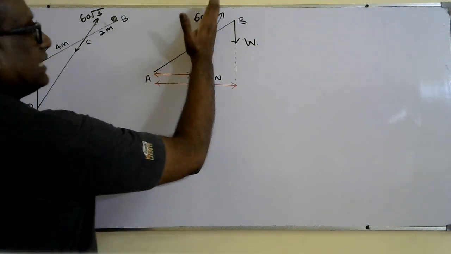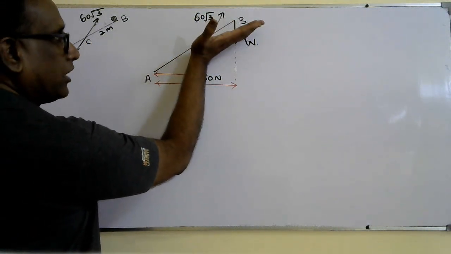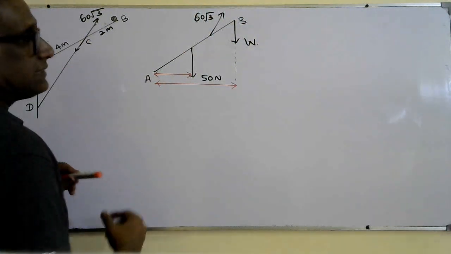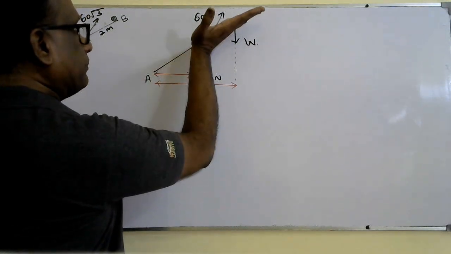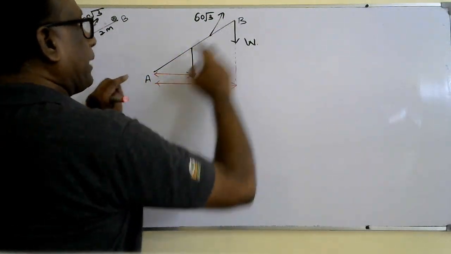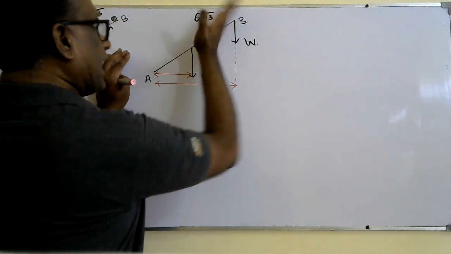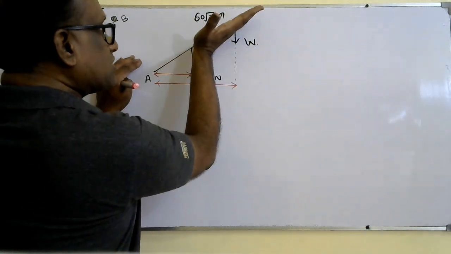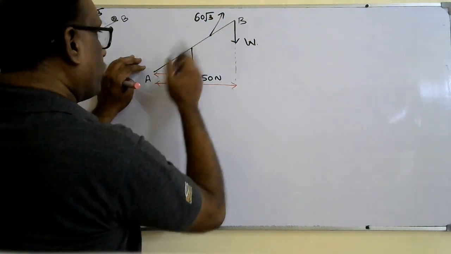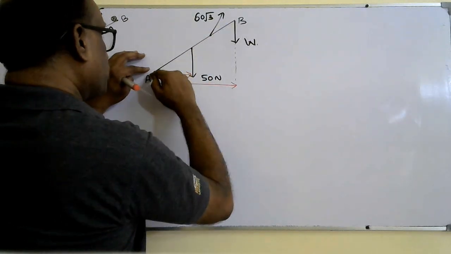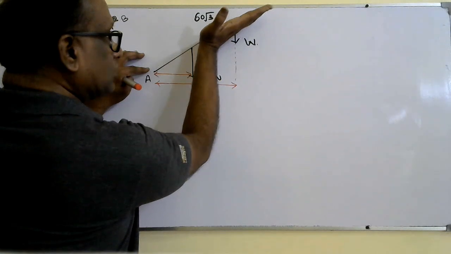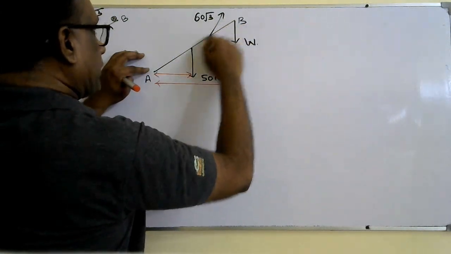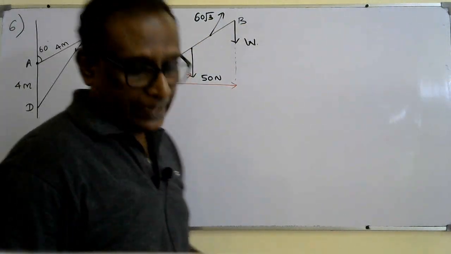We can resolve this force parallel to the rod and perpendicular to the rod. That's easy. If I resolve this force parallel to AB, that parallel component won't have any moment, because the line of action of that component will pass through A, so it won't have any perpendicular distance.